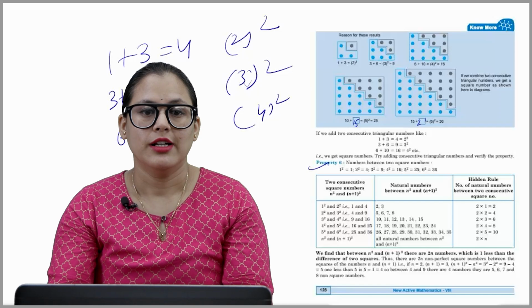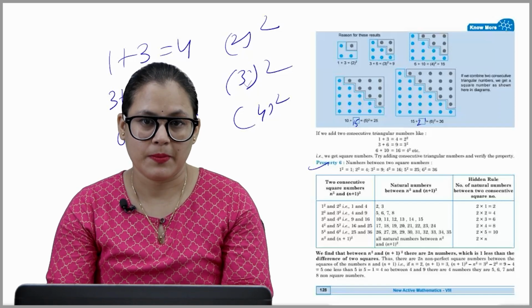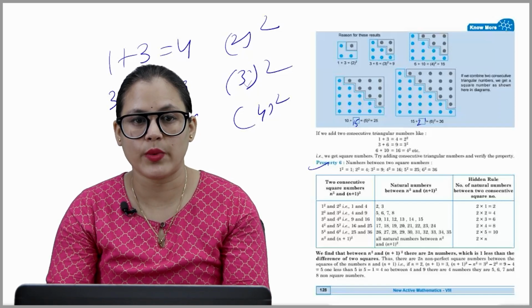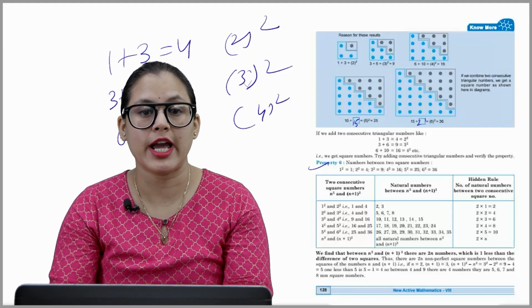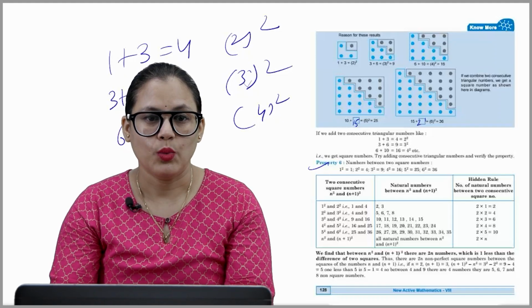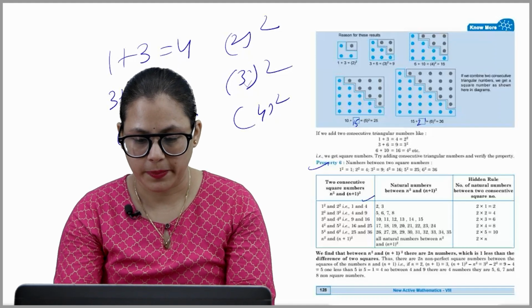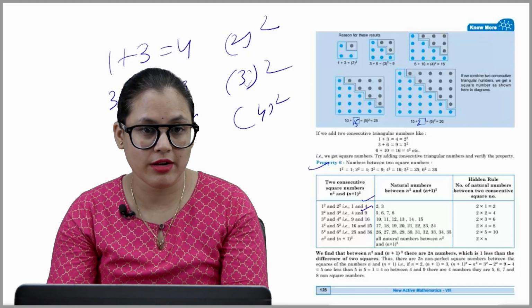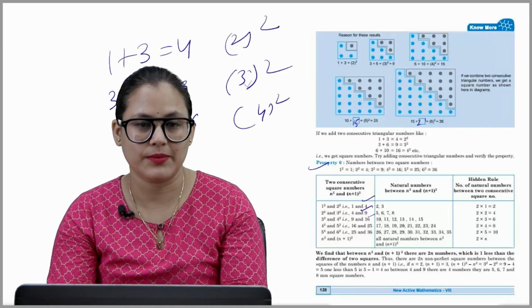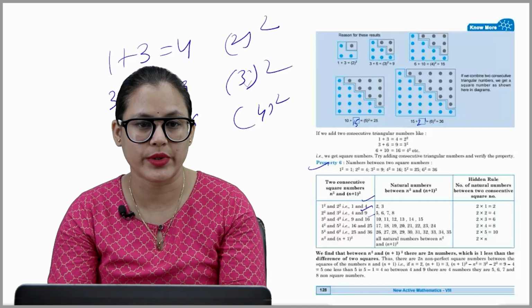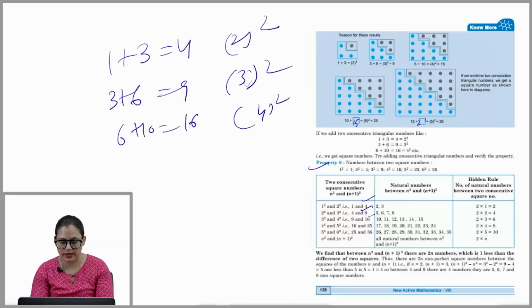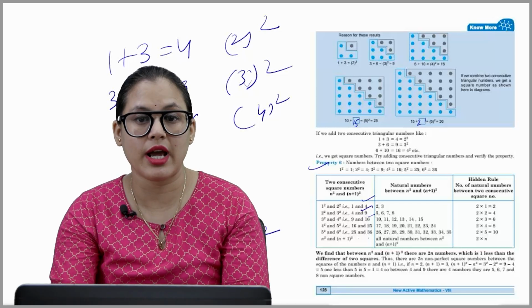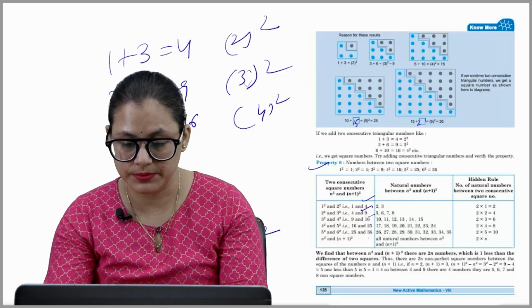Property number 6. Numbers between two square numbers. Okay. See, two consecutive square numbers, n square and (n plus 1) square. See, 1 square and 2 square, that is 1 and 4. 2 square and 3 square, 4 and 9. 3 square and 4 square is 9 and 16. 4 square and 5 square, that is 16 and 25. Similarly, 5 square and 6 square is 25 and 36. So, n square and (n plus 1) square. Natural numbers between n square and (n plus 1) square are given here.